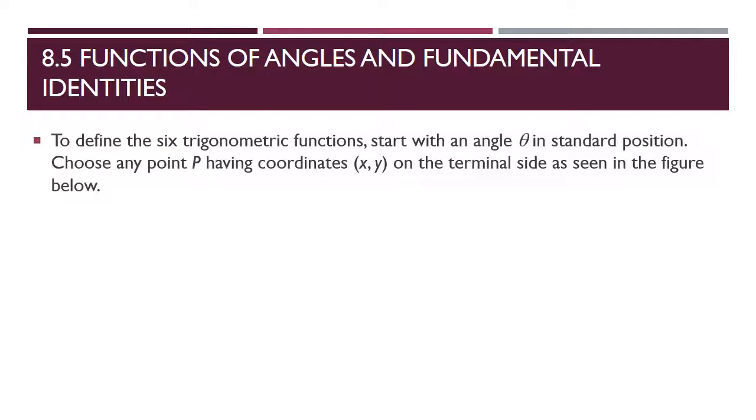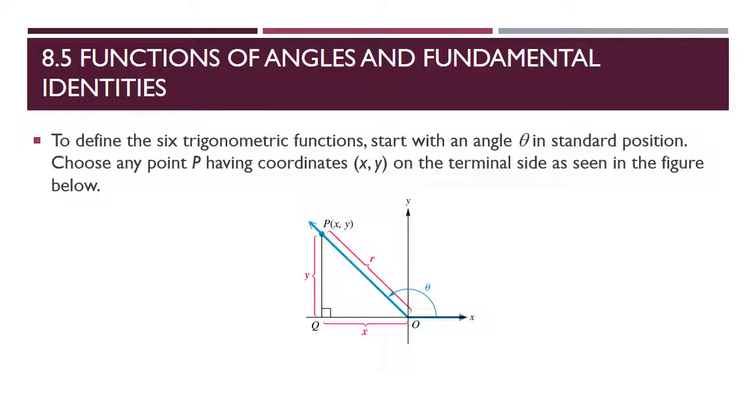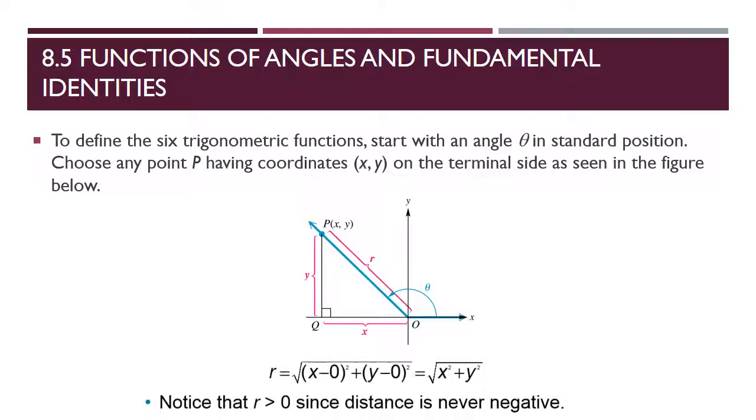Now to define the 6 trigonometric functions, we're going to start with an angle theta in standard position, and we're going to choose any point P having coordinates x, y on the terminal side, as you see here. So we've got our angle theta in standard position, and our terminal side goes through point P. Point P has coordinates x, y. Notice we have dropped a vertical line from point P to the x-axis, and we've created a right triangle. One side of that triangle is going to be x, and the other side is going to be y.